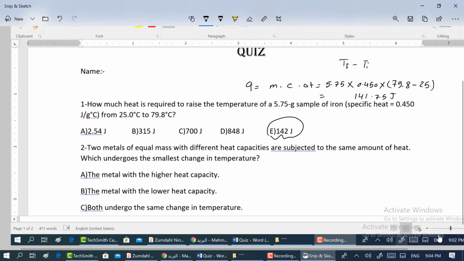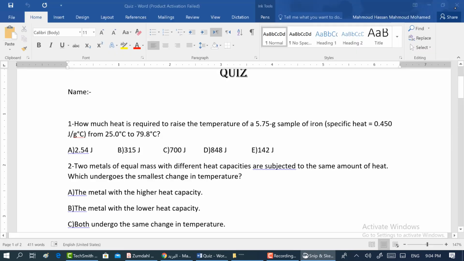The second question: two metals with equal masses and different heat capacity are subjected to the same amount of heat. Which undergoes the smallest change in the temperature? The one that has the lowest change in the temperature is the metal that is lower in heat capacity. The one with lower heat capacity is the one that will have the lower heat change. Look at the questions after it.